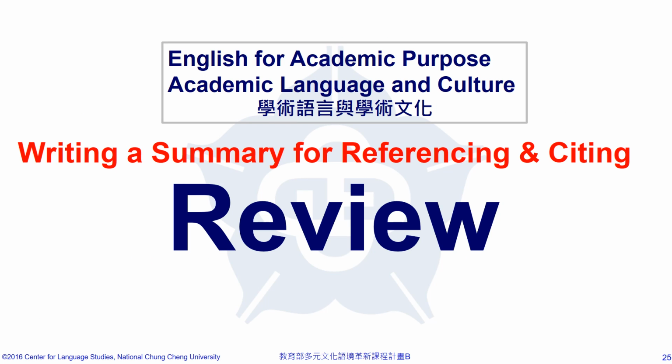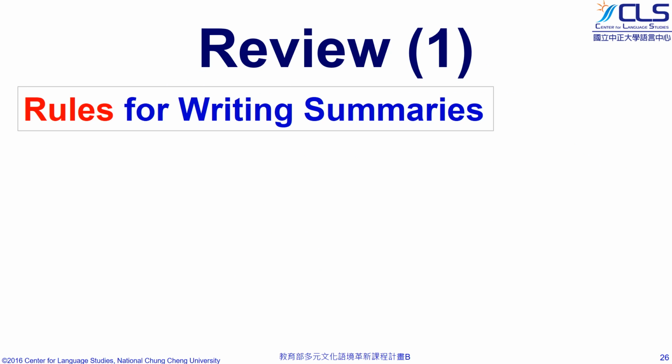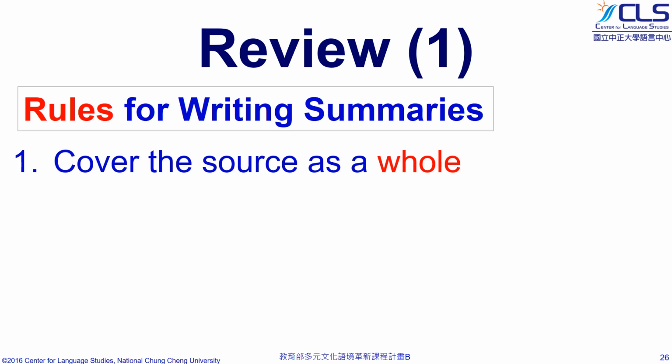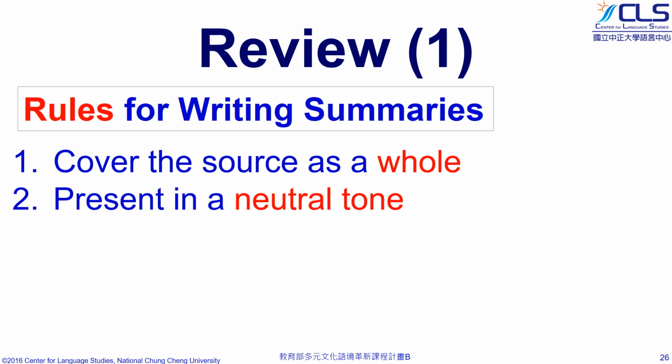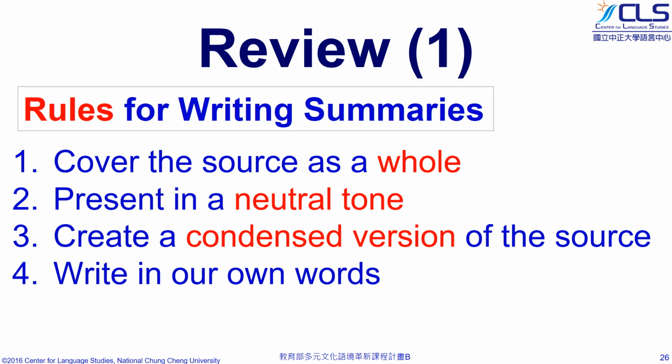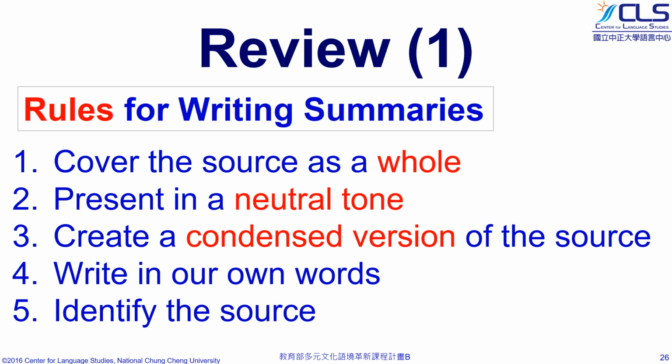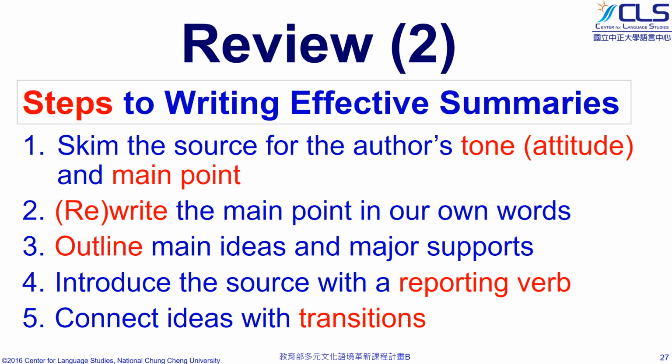Now let's review our lesson on writing summaries for referencing and citing. These rules are important guidelines when writing summaries: source as a whole, neutral tone, condensed, in our own words, and source identified. Also, these steps will help us write effective summaries.